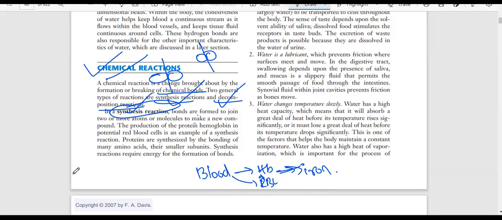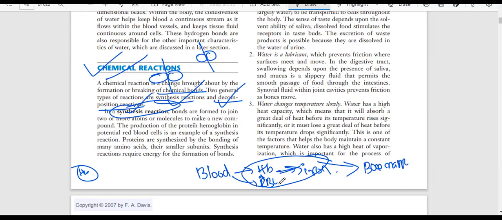RBC is a cell. It is also a combination of molecules. In RBC we have hemoglobin, and in hemoglobin we have iron. Are you able to understand this? So they are a combination. They combine together. Where is this process occurring? This process is occurring in our bone marrow.